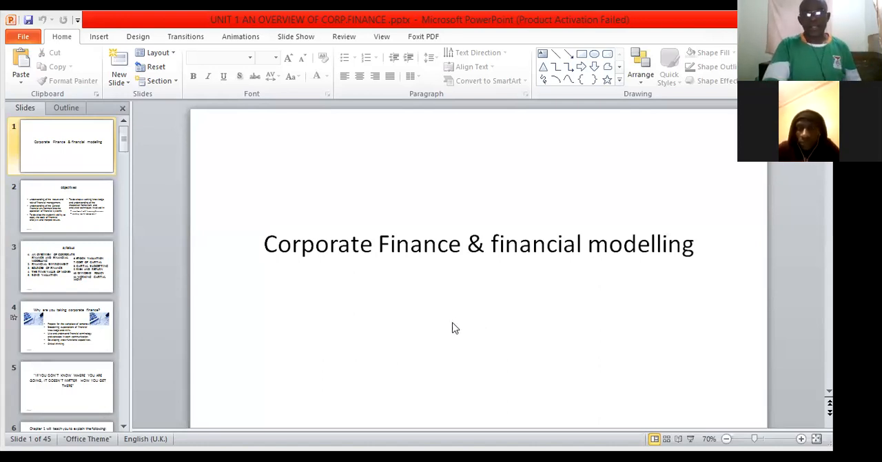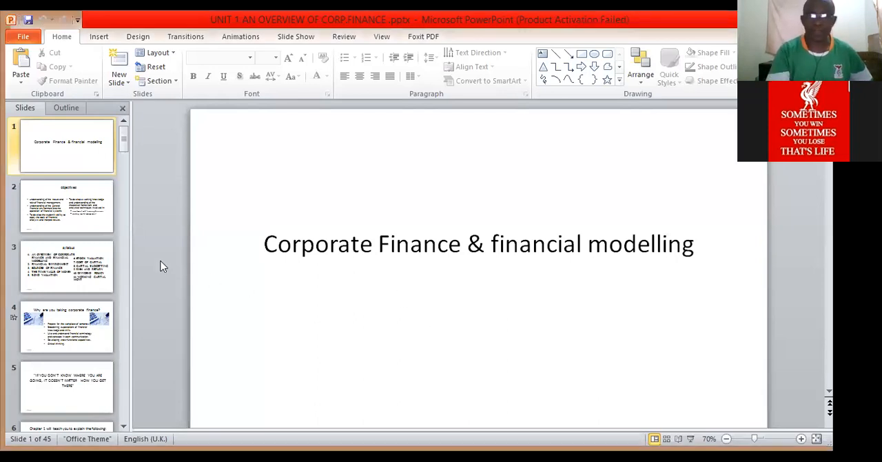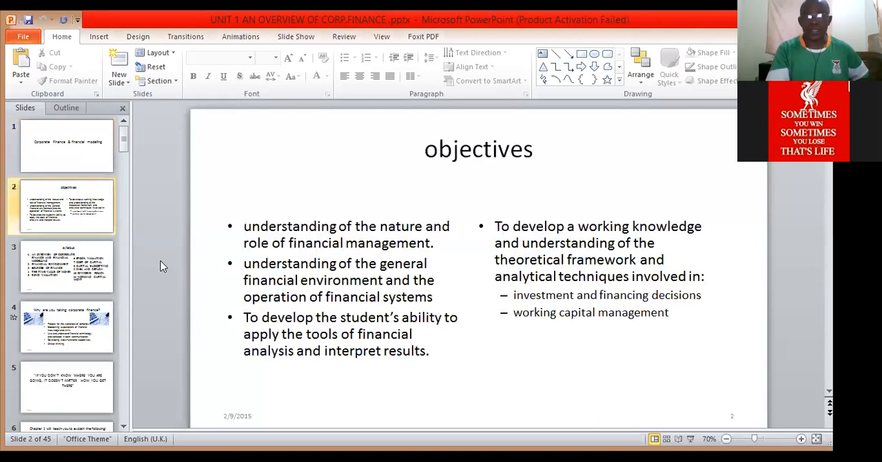This is our first topic in financial management. It holds most of the basic ideas that you need as a student in financial management. A good understanding of this unit will help and make financial management very simple for all of us as we are studying.